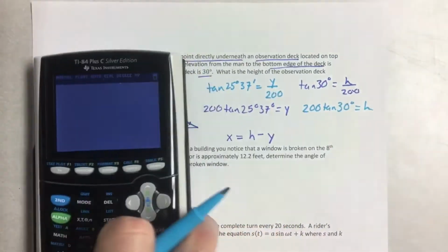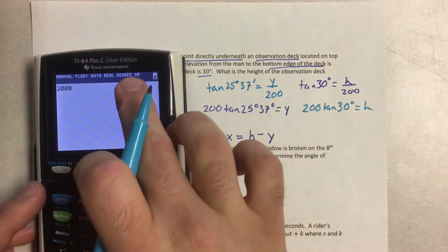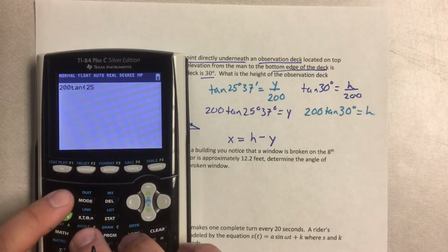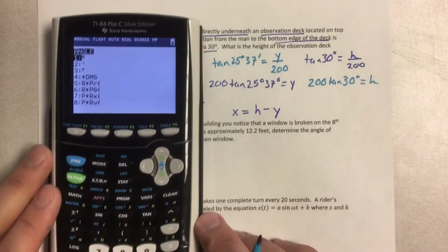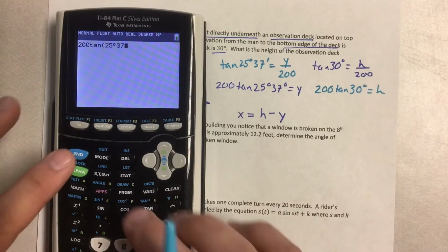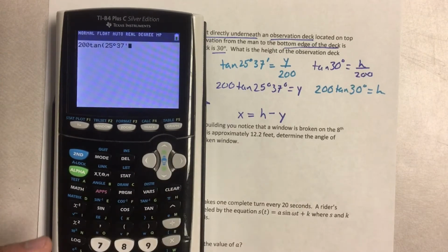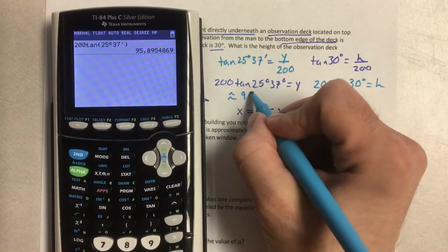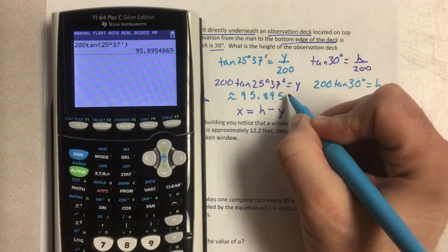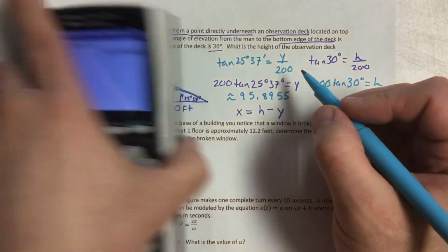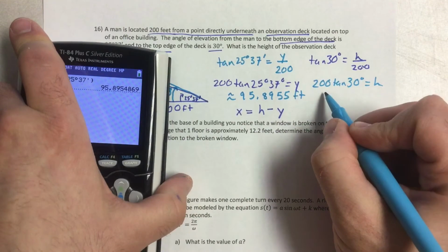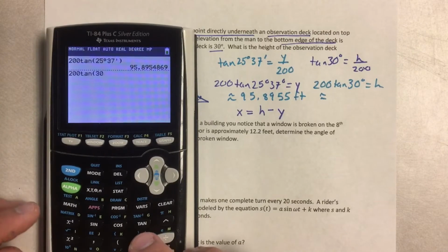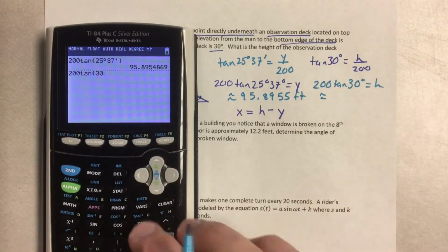Okay, so evaluating each of these, we're in degrees, so we're good. 200 multiplied by tangent of 25, degree symbol, minutes, and 37 minutes, enter, gives us approximately 95.8955, this would be feet. And then for the height, 200 tangent of 30. And since there's no minutes or seconds, I don't need to put a degree symbol.